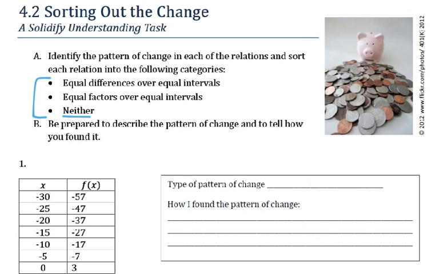So the first one, equal differences over equal intervals. Okay, well, let's break this down. First of all, equal differences. What does that mean? What type of pattern are we dealing with that has a constant difference? That word difference deals with addition and subtraction. So these are the arithmetic types. It means that the pattern on the outputs would be the same. We're adding or subtracting by the same number.